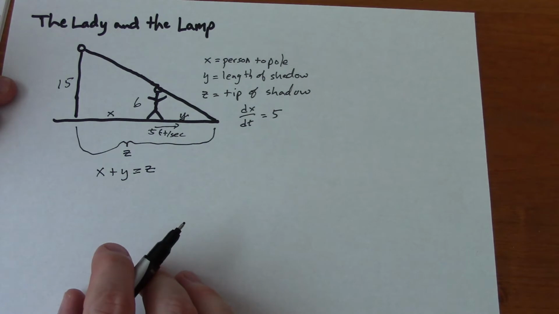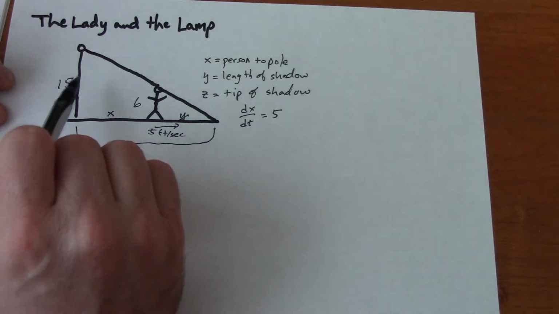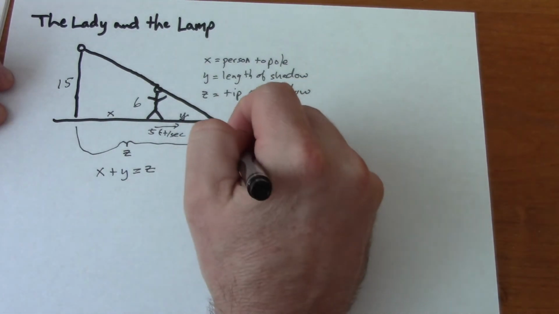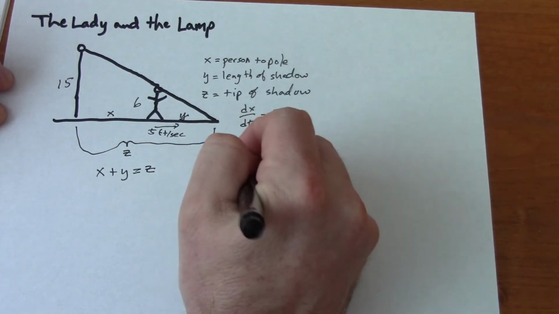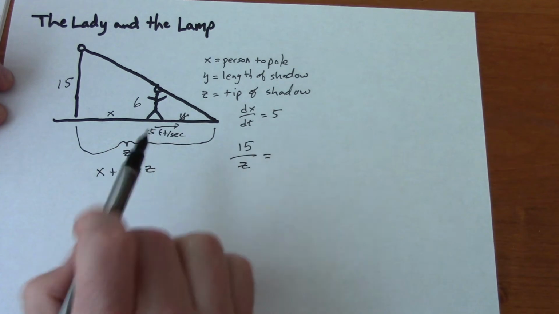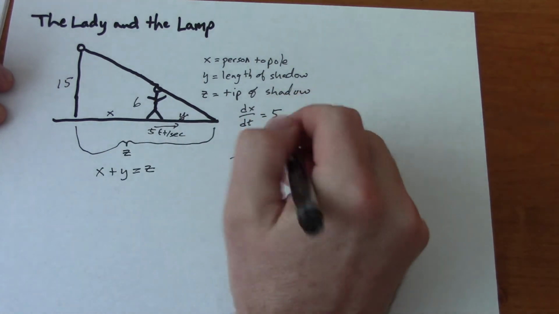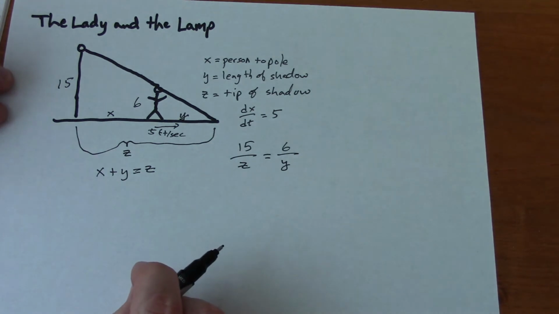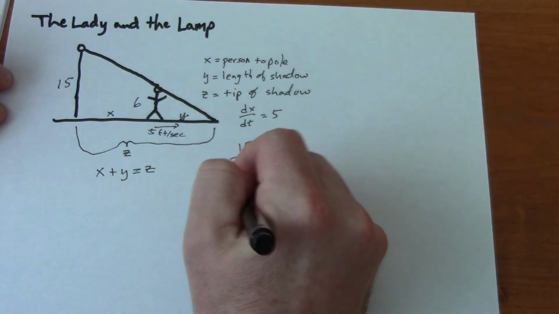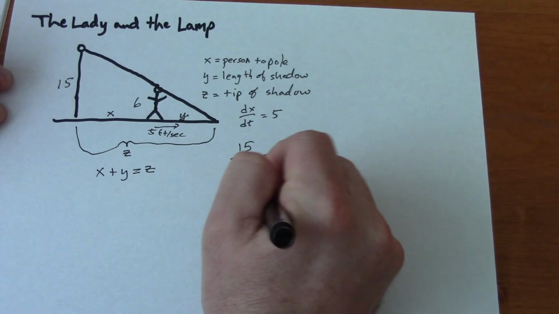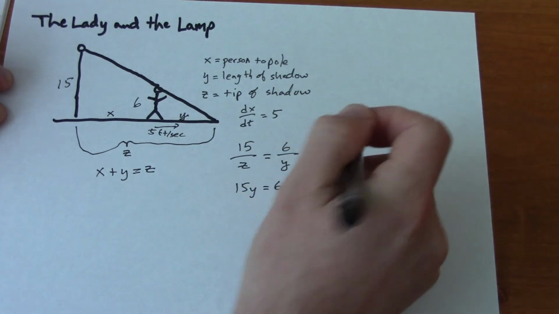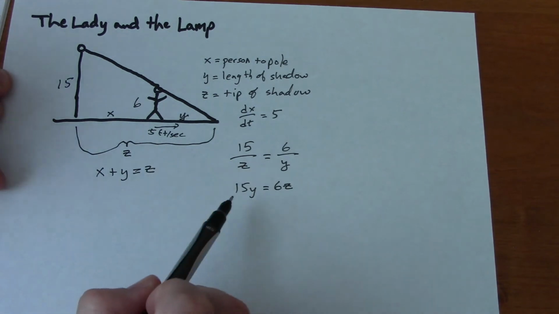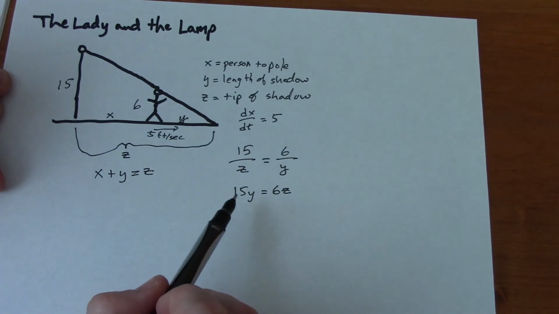And then what we do is we use similar triangles. So we've got this big triangle here, and it's got a height of 15 and a length of z. And then we got the little shadow here, and it's got a height of 6 and a length of y. And so if we just cross multiply here, we get 15y equals 6z. Of course, at any point here you could really take a derivative, but we're going to sort of get it to where it's nice and easy.